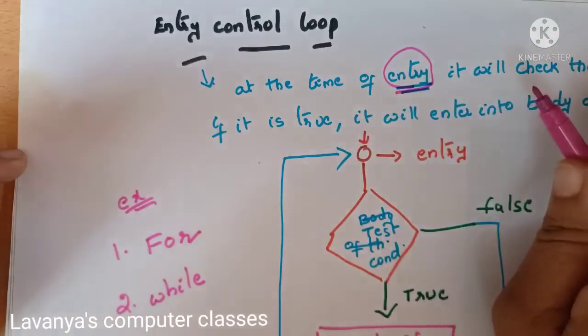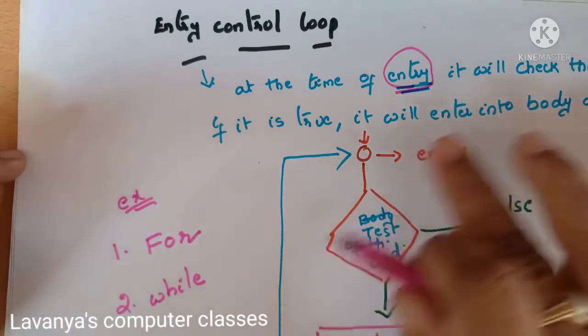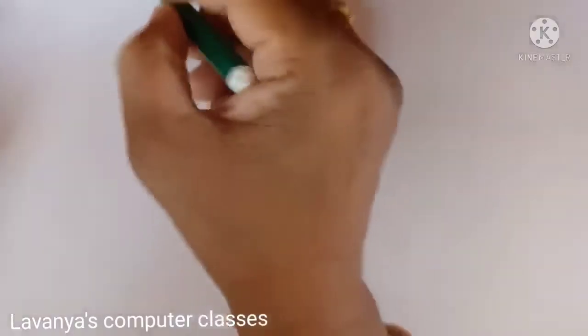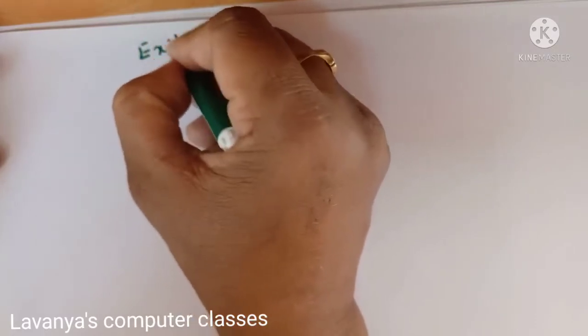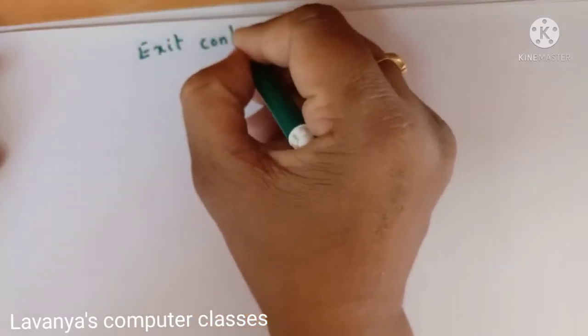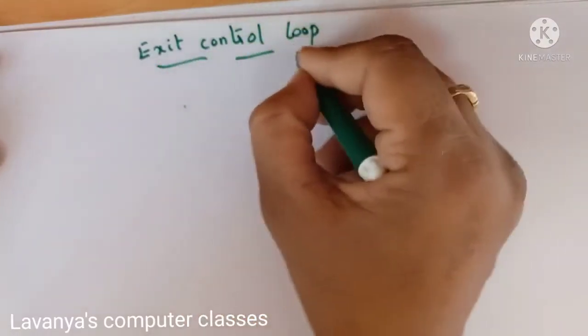At the time of entry only it will check the condition. So for and while are examples for entry control. Now I'll go to the exit control loop statement. As the name says, it will check the condition at the time of exit, at the end of the statement only, not in the beginning.